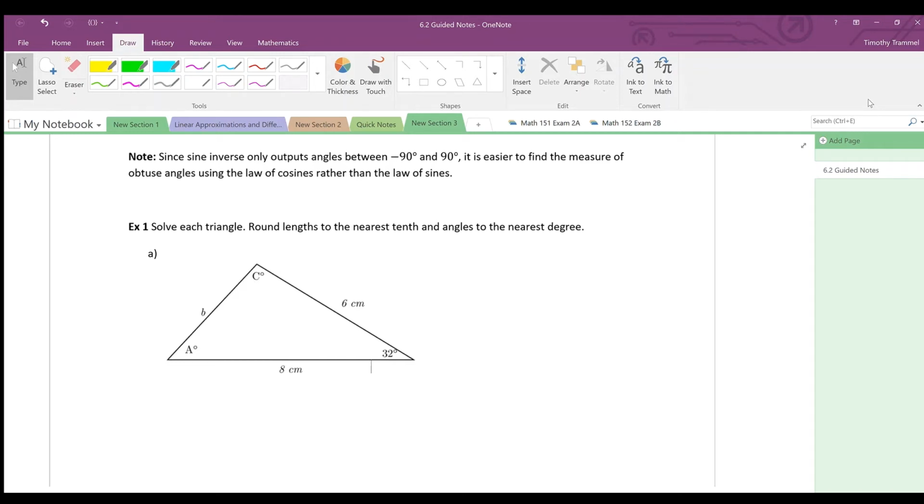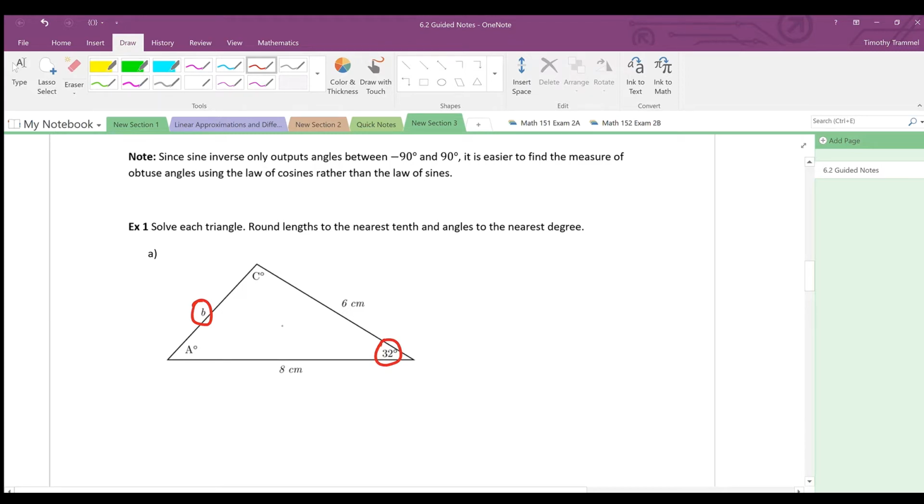Example 1, solve each triangle, round lengths to the nearest tenth and angles to the nearest degree. And before we even start this, I want to talk about why we can't use law of sines here. You might remember with law of sines, we always needed to have a corresponding side length and angle. And we had to know them.